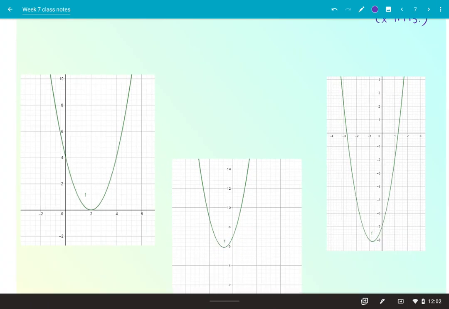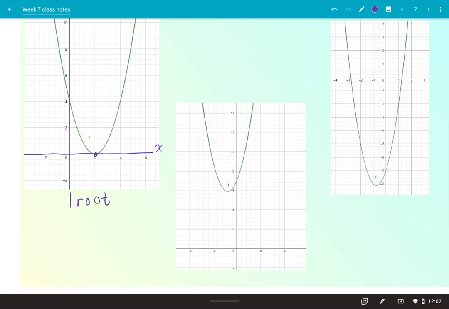So we have three pictures down here. Here's our x-axis, and in this picture, we can see it does touch it one time, so there is one root. The second picture, the x-axis is a little bit harder to see, but it's down here near the bottom, and our picture does not cross it at all. So there are 0 roots. Our next one, here's our x-axis, and it's going to touch it in 2 places, so we're going to have 2 roots.